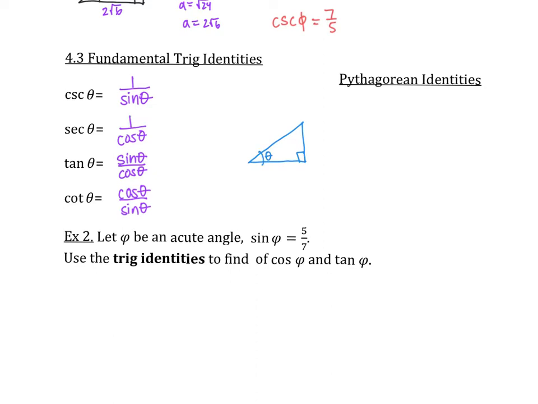Let's call this theta. If that's theta, this is opposite, hypotenuse, adjacent. According to the Pythagorean theorem, opposite squared plus adjacent squared equals hypotenuse squared. That's reasonable. I'm going to divide the whole equation by hypotenuse squared.